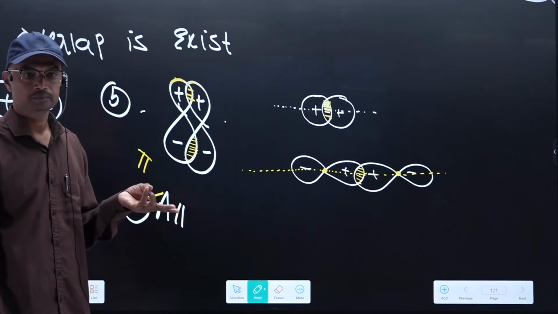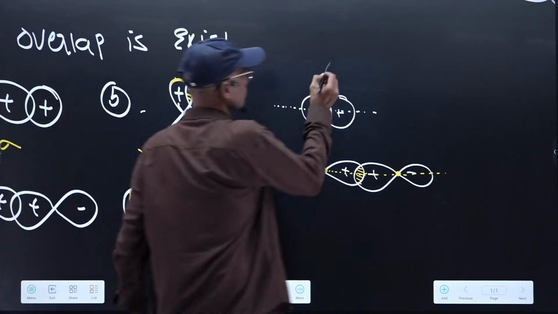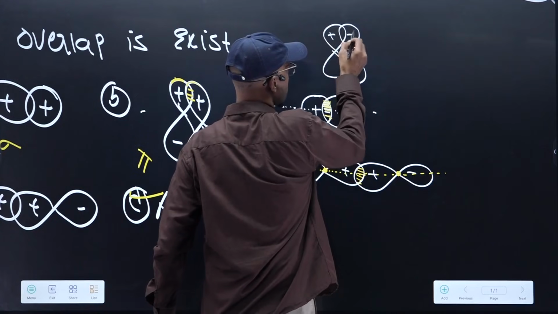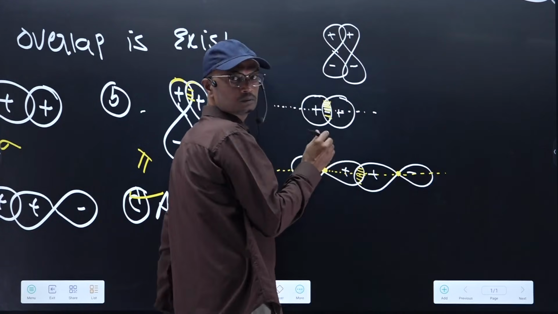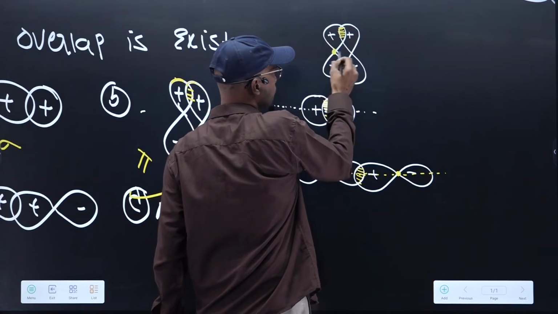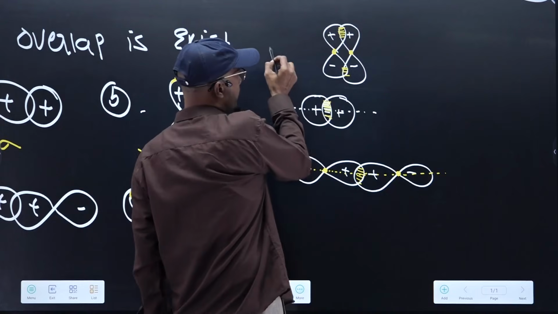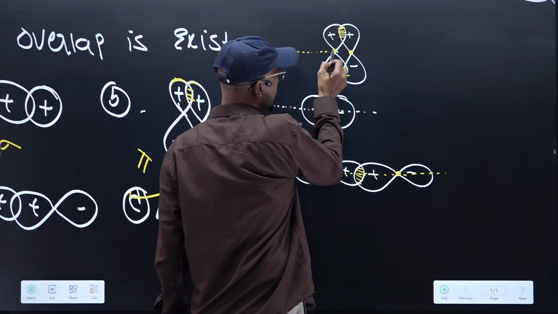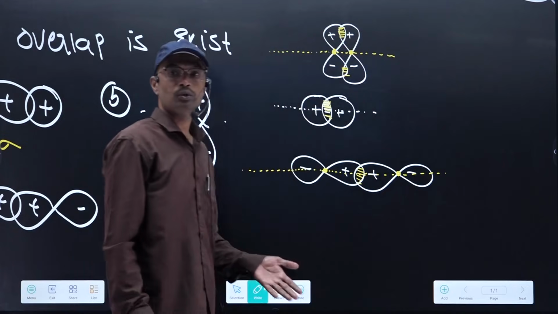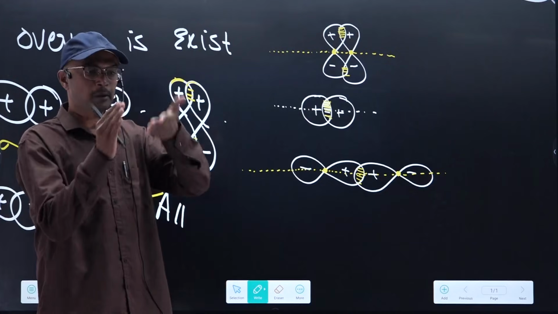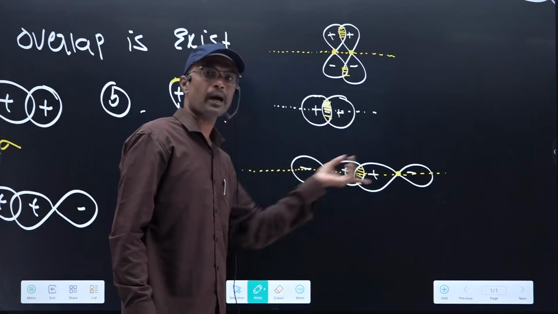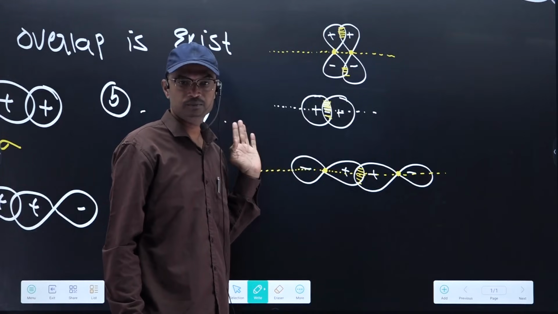Those are overlapping. Suppose I take a pi bond. This is plus plus, minus minus. So where are they overlapping? Here they are overlapping. What about these two nuclei? Suppose I write an axis along the nuclei, is that overlap lying on the nuclei? No, that is a pi bond. The overlap is perpendicular to the axis. But in a sigma bond, the overlap and the nuclei both lie along the axis. That is the difference. Clear?